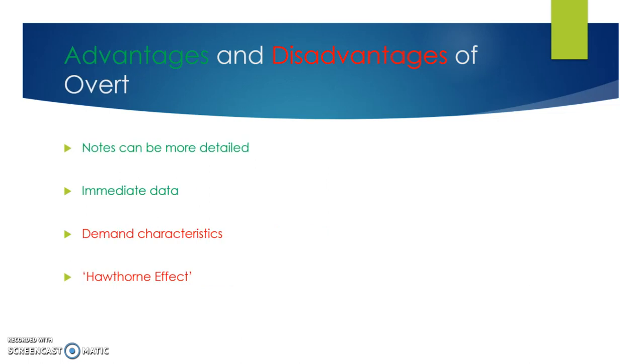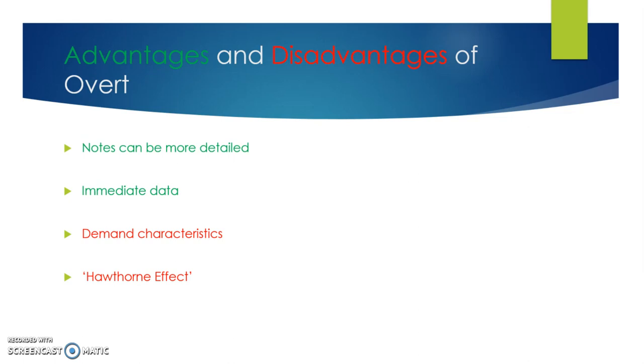So advantages of observations include the fact that notes can be more detailed because you're seeing the participants display more natural behaviours, and so you can make more observations about what you see. Also the data is immediate because you're making the notes as you see the behaviours, so you're not having to wait for them to finish their day or whatever it is, you're making it as you see it.